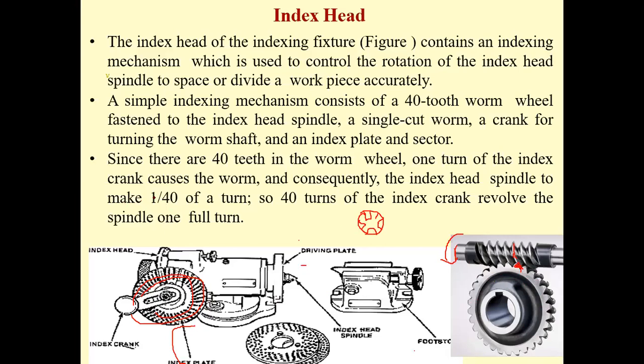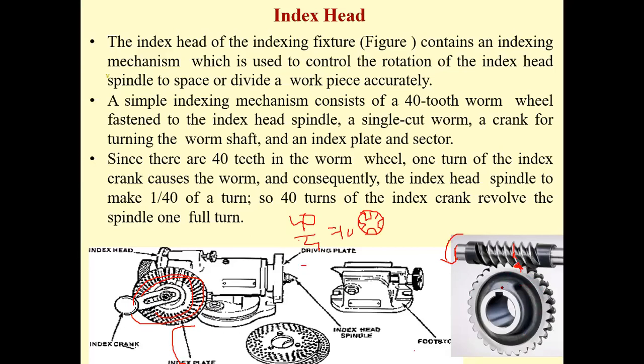Means if you want to make it 4, you need to divide 40 by the number of parts, for example 4. So this is coming as 10. So you need to rotate this 10 times. Rotating 40 times is one complete rotation, so here it is rotating only 1/4 times.